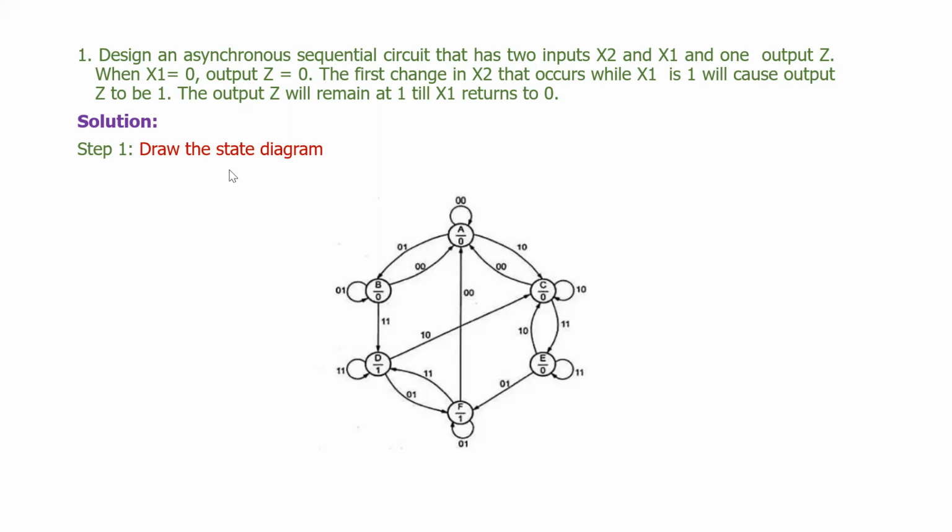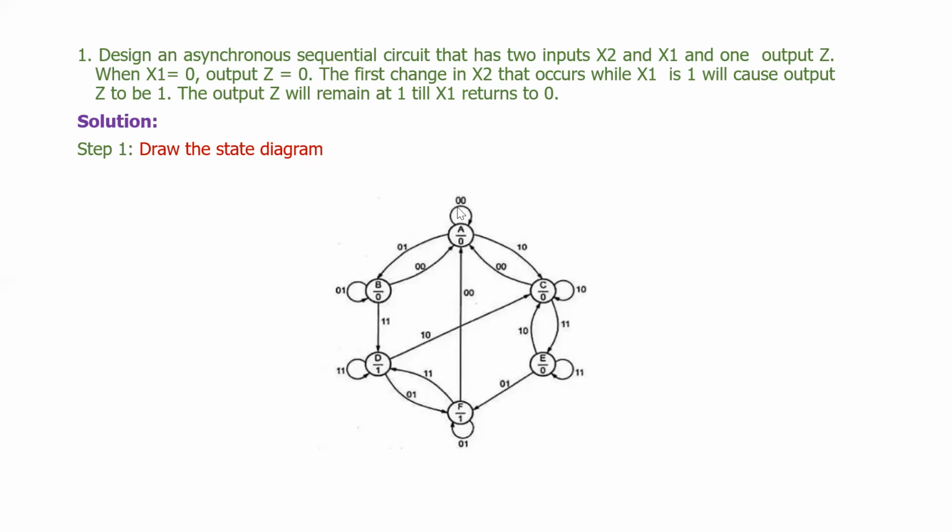So what is the first step? First step, we have to draw the state diagram. To draw this state diagram, let us consider this the initial state. The initial state consists of x2, x1 equal to 0, 0, and the output is equal to 0.